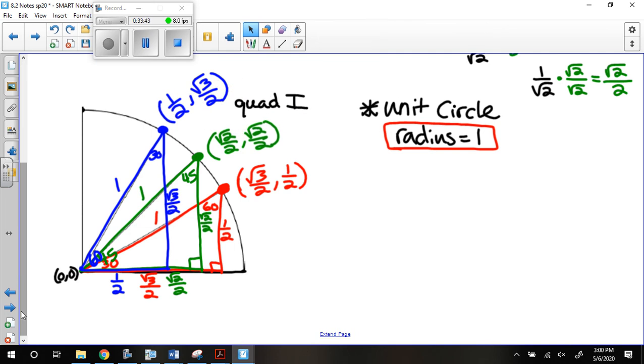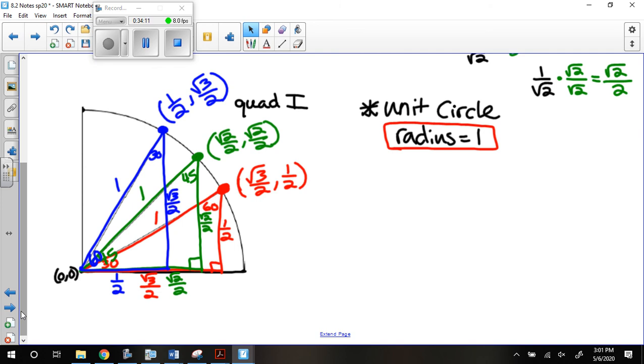Okay, so this is explaining where the ordered pairs come from. Whenever I go through the unit circle, I'm going to show you that there's a pattern to it, so you don't really have to remember how to get these ordered pairs using special right triangles. You just have to know the ordered pairs, and like I said, there's a pattern to it.